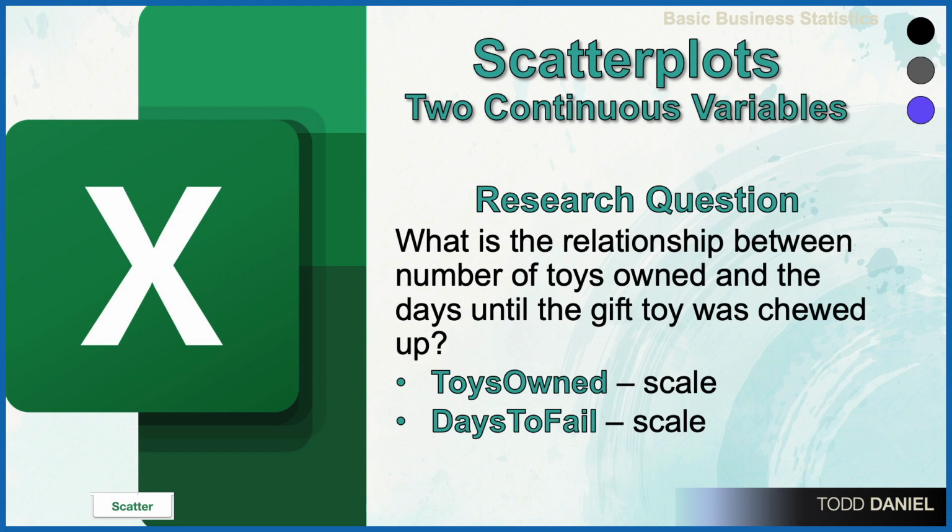what is the relationship between number of toys owned and the days until the gift toy was chewed up? Is that relationship positive or negative? As one increases, does the other increase? Or as one increases, does the other decrease? That is what we're going to find out with this scatter plot.